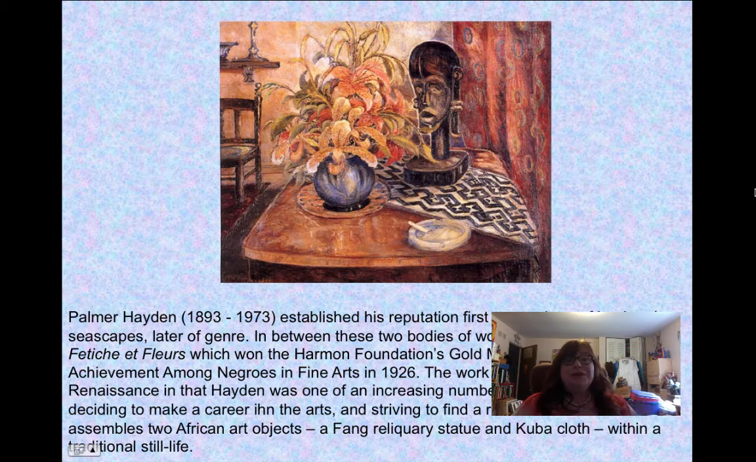And in between going into genre painting, he painted this still life called Fétiche et Fleurs, which basically means fetish and flowers. We don't hear it as much now, but back in the day, the word fetish would often refer to African pieces like this. So it's basically a still life showing a Fang reliquary statue and cloth made by the Kuba people of the Congo, and he's arranged them just in a traditional still life.